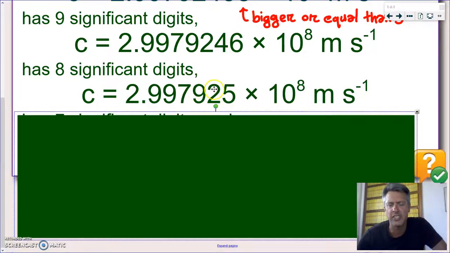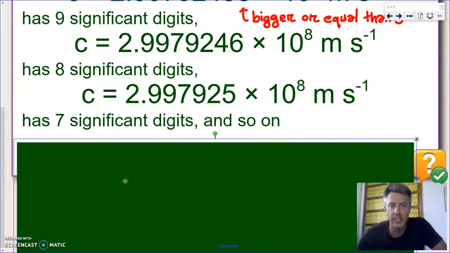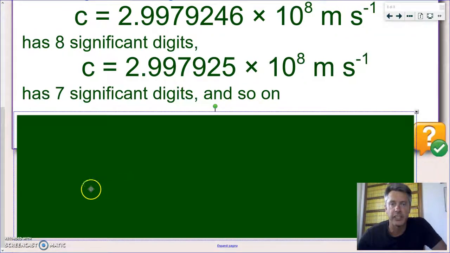And you can continue this exercise on your own. You can try to figure out how the speed of light looks if you have 6 significant digits, 3 significant digits, and so on.